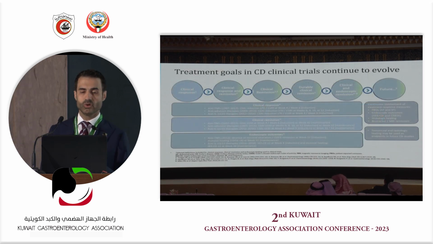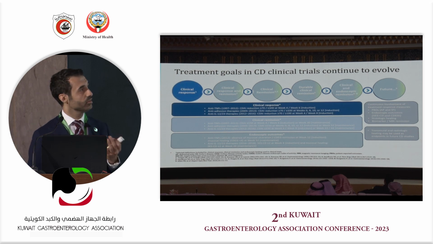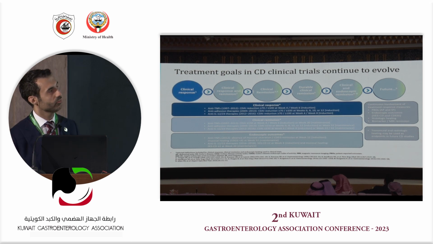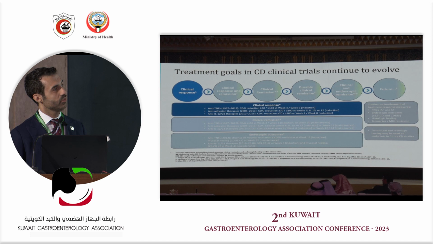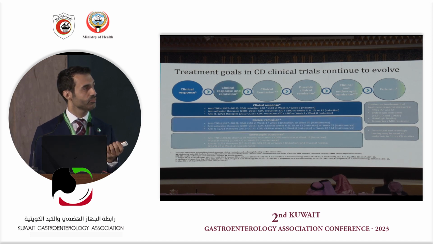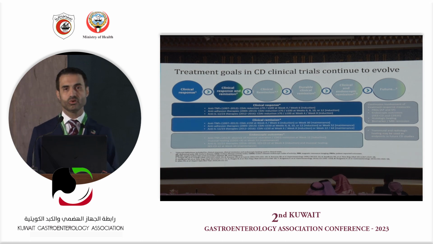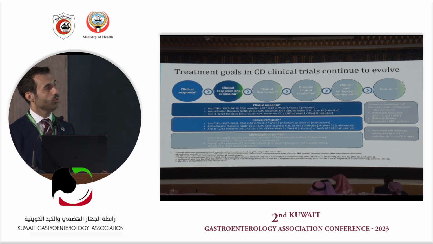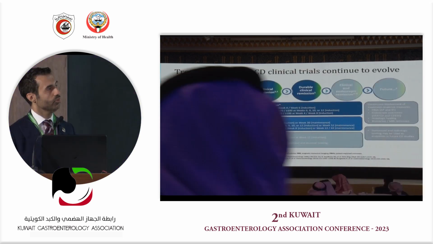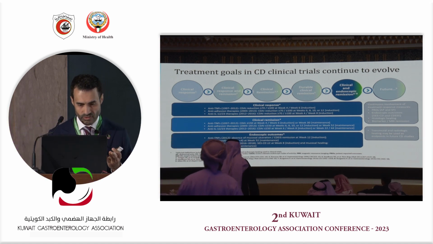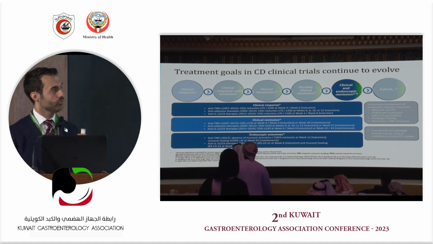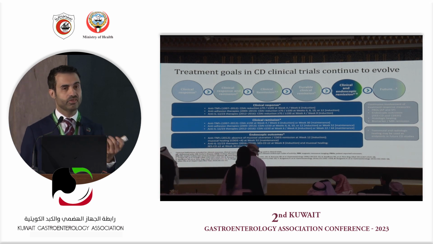So how were treatment goals set? In the 1970s, the earlier trials started with clinical response, which was a CDAI reduction of more than 70, and clinical remission was a CDAI score, in most trials, of less than 150. Then moving to endoscopic remission, depending on the CDEIS score or SES-CD score, which is less than 4 or less than 2, depending on the trial.